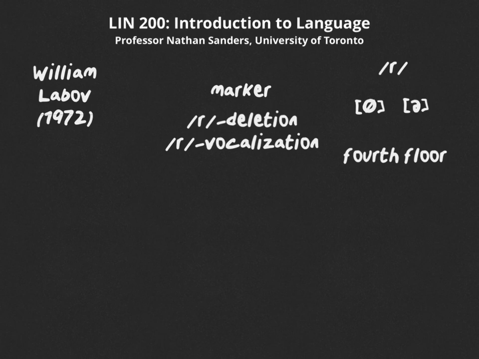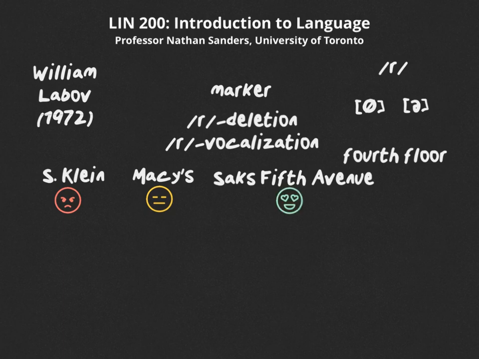In particular, Labov believed that whether R is pronounced or not might vary in department stores of different levels of prestige. So he studied its pronunciation in three different department stores: S. Klein, which has the lowest prestige, Macy's, which has intermediate prestige, and Saks Fifth Avenue, which has the highest prestige. Labov conducted his experiment by going to workers in these three stores and asking questions about the location of certain items that he already knew were on the fourth floor.